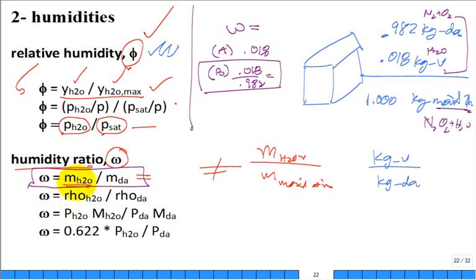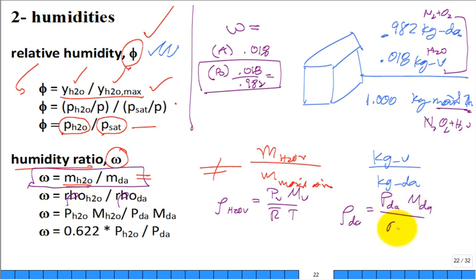If I divide both numerator and denominator by the common volume, I turn it into a ratio of densities. So rho, density. Then I can replace the density of the water vapor. Oh, that's easy. We just did that a couple times, didn't we? Isn't that the partial pressure of the vapor times the molar mass of the vapor divided by R bar T? Sure. How about the density of the dry air? Isn't that the partial pressure of the dry air times the molar mass of the dry air divided by R bar T? Put those in, and you do a little cancellation, and what you find is that the humidity ratio boils down to the ratio of the molar mass of the vapor to the molar mass of the dry air times the partial pressure of the vapor divided by the partial pressure of the dry air.